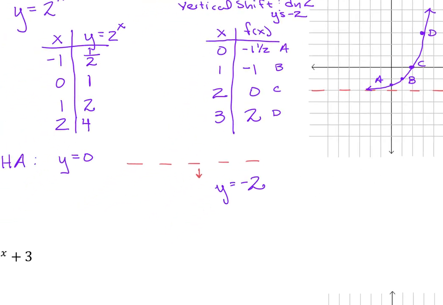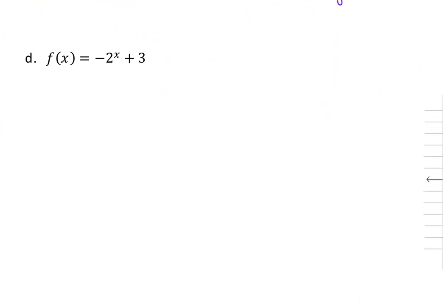All right, let's look at one more. We're going to look at -2 to the x plus 3. All right, so we're going to start with, again, our basic function. Because it is 2 to the x, I am going to go ahead and go -1, 0, 1, and 2. We still have our same y values. We have 1/2, 1, 2, and 4.